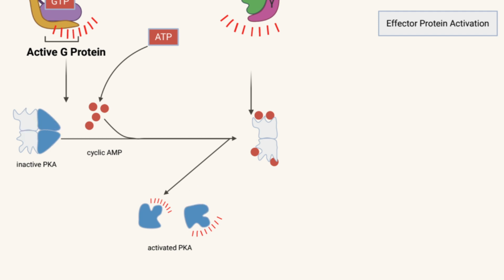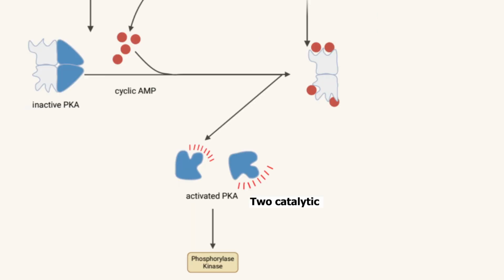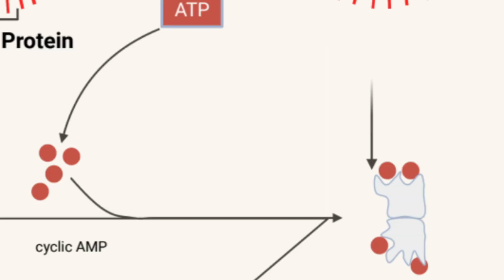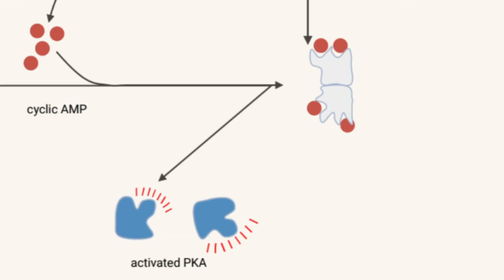PKA contains a total of 4 subunits, 2 catalytic and 2 regulatory. When cAMP binds to the 2 regulatory subunits, they dissociate from the 2 catalytic subunits. When the catalytic subunits are free, they are active and become kinases. It triggers a phosphorylation cascade.